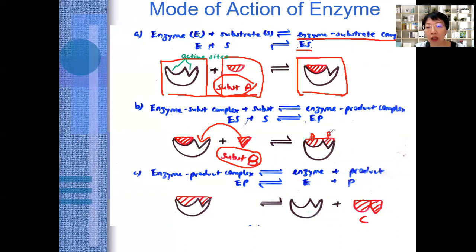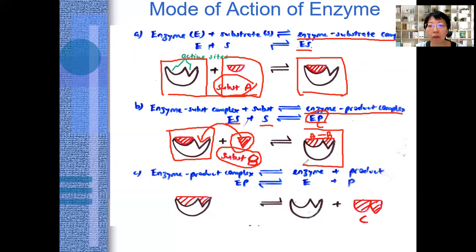Okay, so therefore, they will then hold hands and form a bond together to form the product, which is C. So A plus B, side by side, form a bond to form the product C. So therefore, this is called the enzyme product complex. Okay, enzyme product complex. So ES, which is this one here, plus another substrate, which is this one here, will form the EP, enzyme product complex, which is this one here.